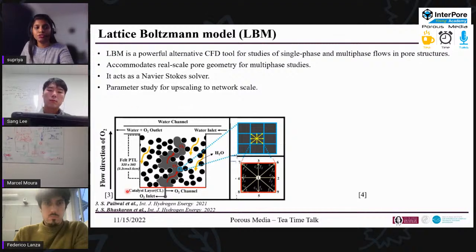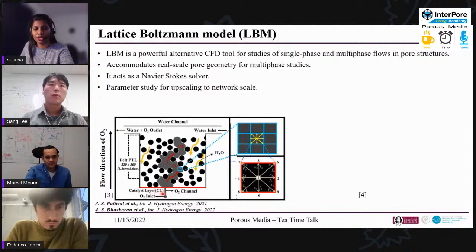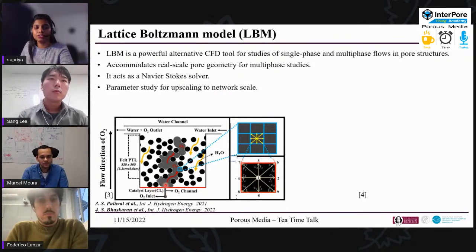Here we took a 2D slice, a 2D representation, of the porous transport layer. The black represents the solids and the white represents the pore space. And then we assume a small catalyst layer which has only one active site from which the oxygen is evolved. Once the oxygen starts to evolve, it moves across the porous structure based upon the capillary pressures.